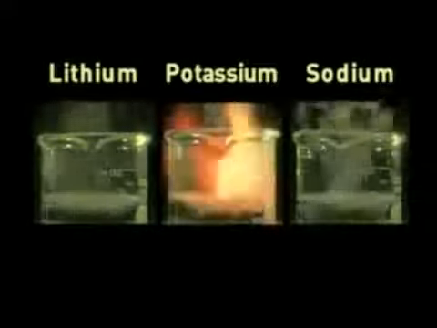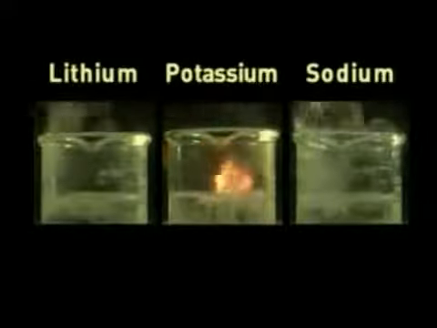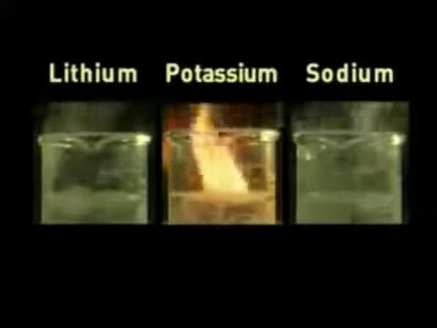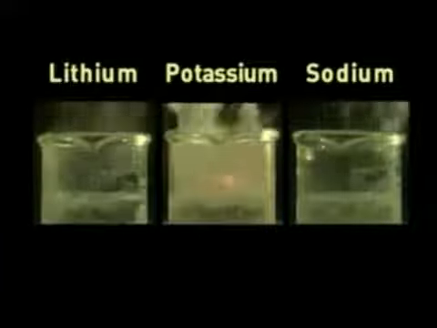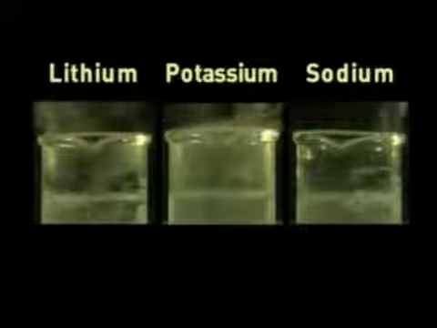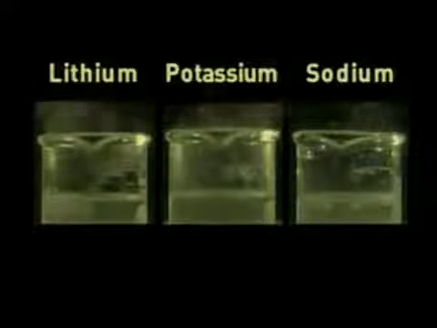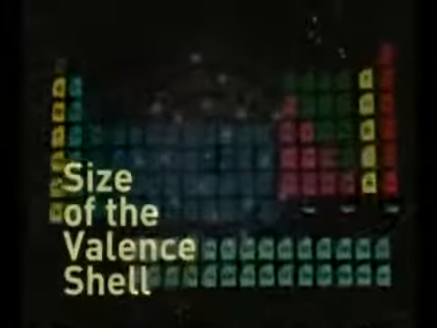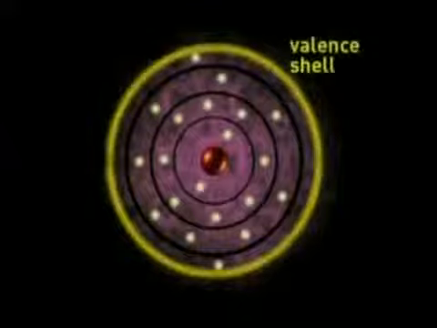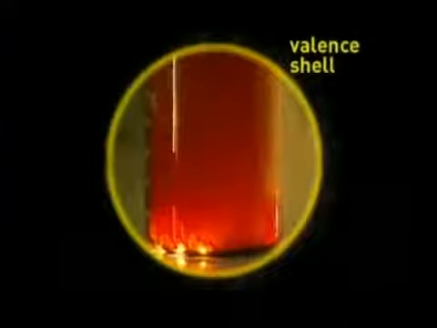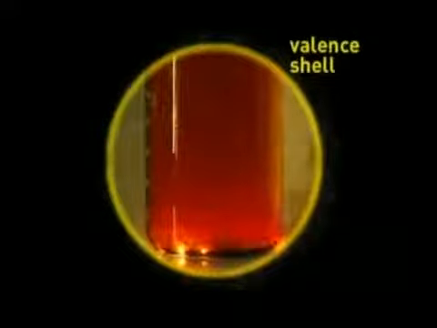Since the valence shell determines how the element behaves in reactions, we expect all of the alkali metals to have reactions that are similar to lithium's. And here, we see that they do. Remember, the key to understanding the trends among elements lies in the valence shell. Anything that affects the valence shell will affect the chemical and physical properties of the element.